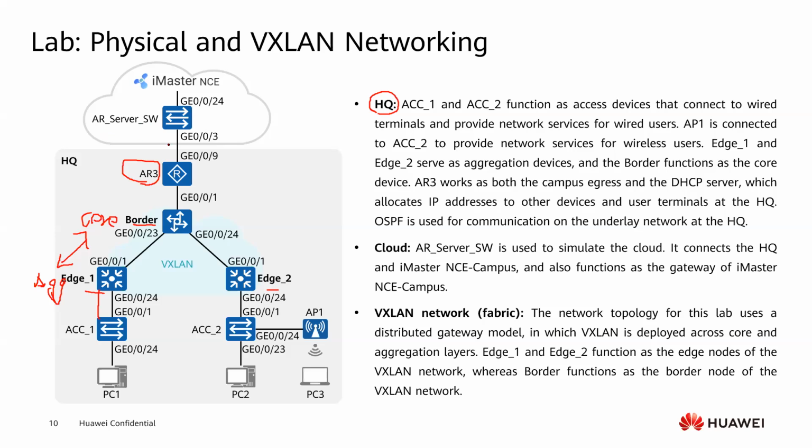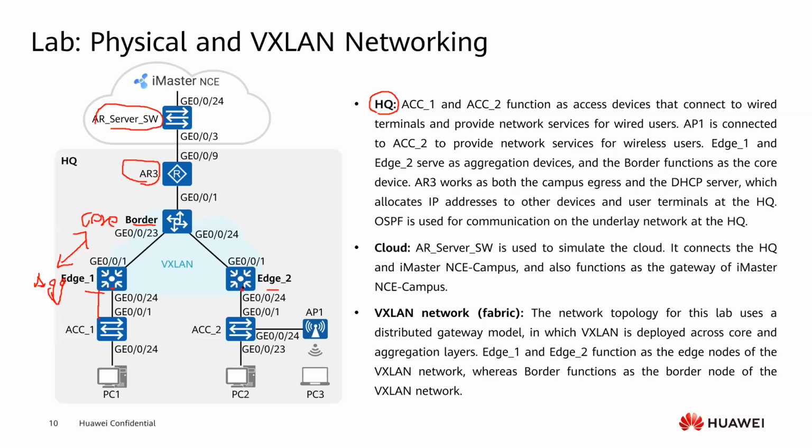The second part is the cloud, where we use the AR servers SW. We use these switches to connect the HQ with the controller, and they also function as the gateway of the controller. Then it's about the VXLAN domain, which we introduced: it is deployed across from the aggregation to the core layer, and we use the distributed gateway. That means the wired user gateway is on edge 1 and edge 2.